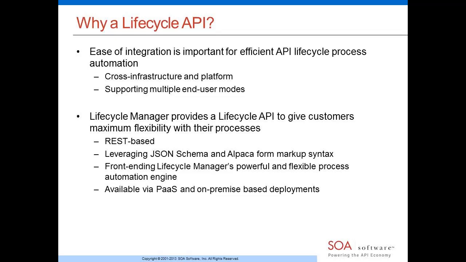And as you would expect, the API is REST-based. It is leveraging both JSON schema and the Alpaca form markup syntax to make it very easy to consume the content that comes from the API. We'll talk a little bit more about this later. One of the challenges with REST-based or REST JSON-based APIs is that the supporting infrastructure is still forming. And so we've chosen to use Alpaca, which in turn has chosen to use JSON schema as a means to document the information coming along to make it more effectively consumable.